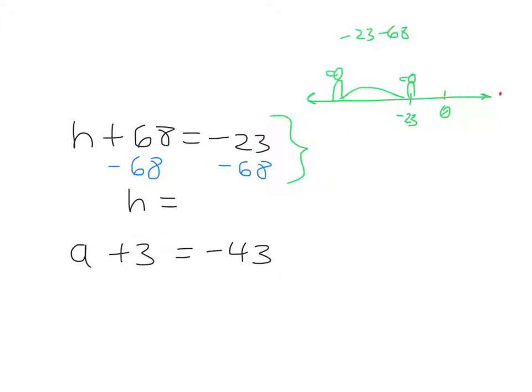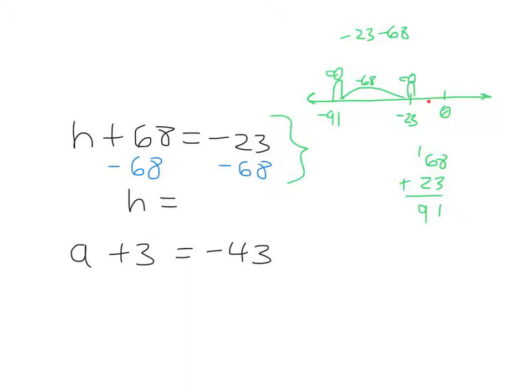So 0 is right here. All the positive numbers are over here, but he's going all the way in that direction. 68 steps, right? So then the question is, he's going 23 plus 68 in this direction. So the question is, what is 23 plus 68? 68 plus 23: 8 plus 3 is 11. Carry the 1. We're going to have 6 plus 1 is 7, plus 2 is 9. So we're going to have 91. So he's going to end up at negative 91.